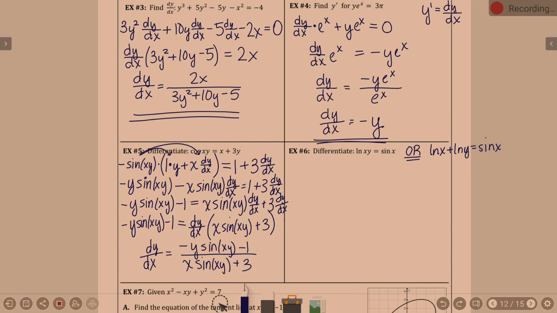Let's go to Shane. You want to do that one? Doesn't matter to me. So, if we do this one, what's the derivative of natural log of something? 1 over 1/xy. 1 over xy times, I'm using parentheses, what's the derivative of xy? 1 dy/dx.